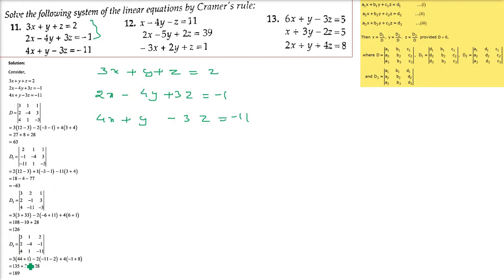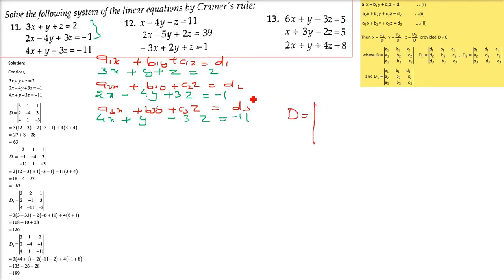Now, we will compare it with the general equation with 3 variables. So, a1x plus b1y plus c1z equals d1, a2x plus b2y plus c2z equals d2, and a3x plus b3y plus c3z equals d3. Now, a1, a2, a3 we know are 3, 2, 4. b1, b2, b3 we have 1, negative 4, 1. c1, c2, c3 are 1, 3, negative 3.